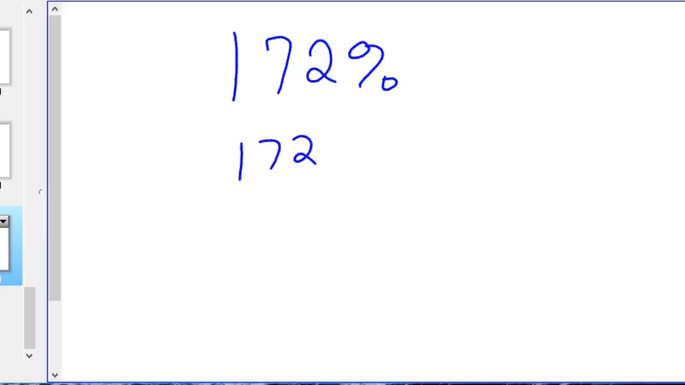Similarly, larger than that. So like if you had 172%, I'm just making something up. Well, 172% is 172 divided by 100, again, which is 1.72. So that's similar when somebody uses this symbol.